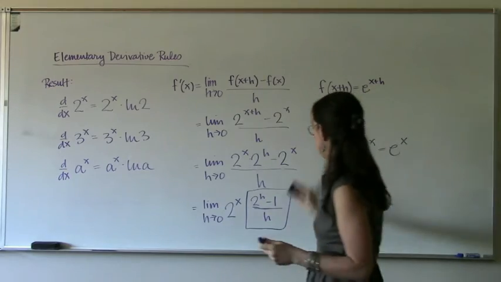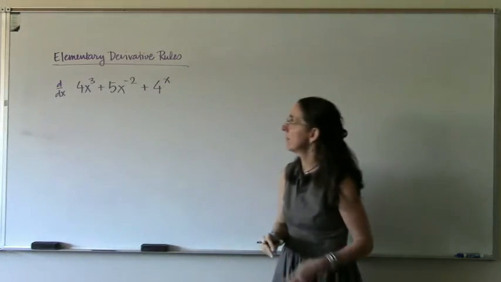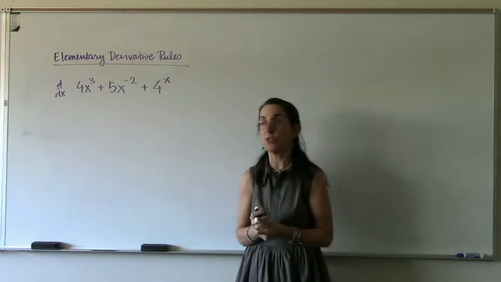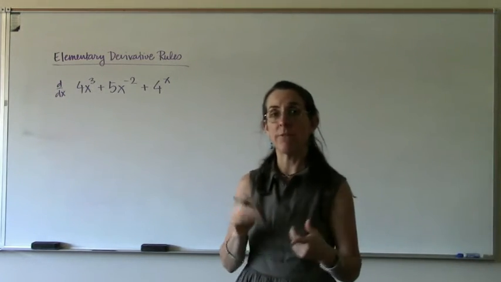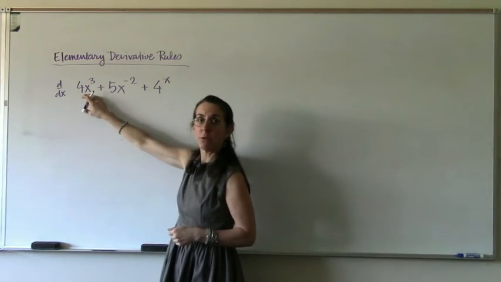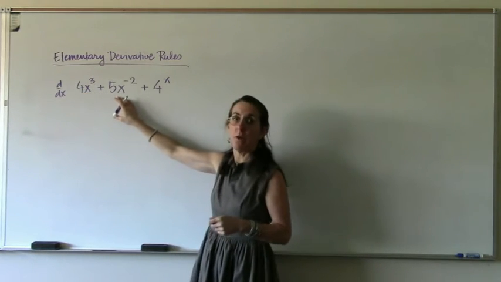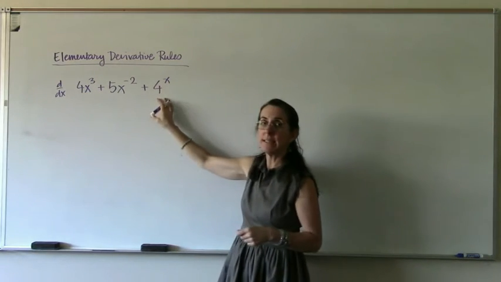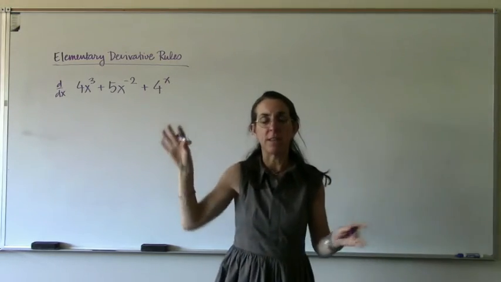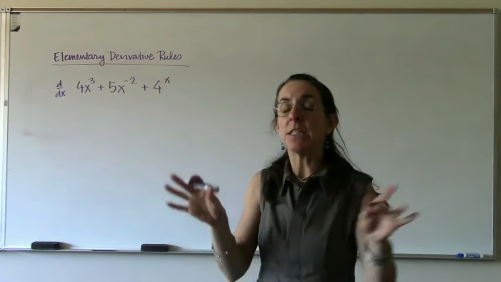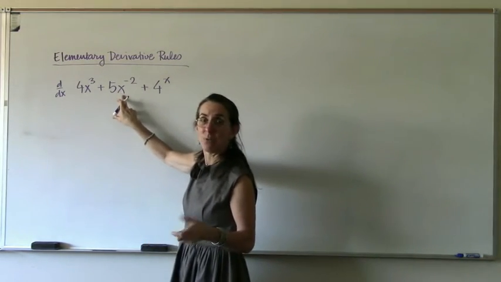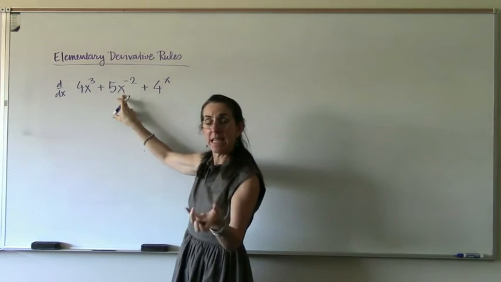Let's look at an example. So how about this one? Take the derivative of 4x cubed plus 5x to the negative 2 plus 4 to the x. This is a power rule problem. This is also a power rule problem. This is an exponential. The pull the power down to the front thing does not apply to the exponential. You can only do that when the x is here, when the x is in the base.